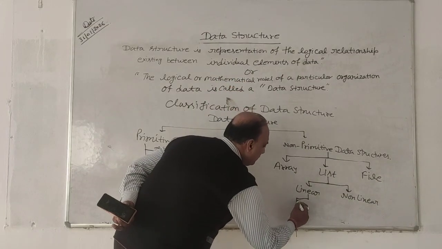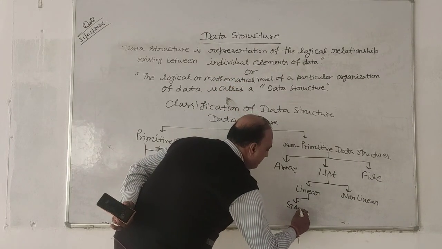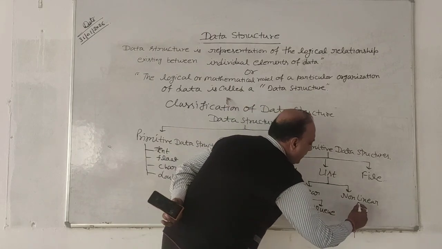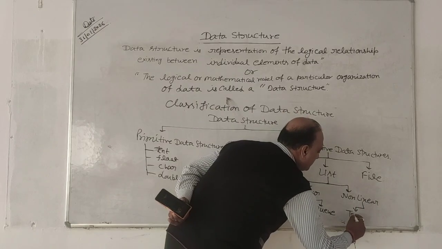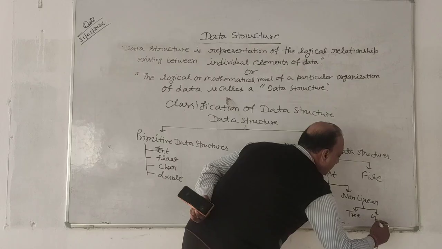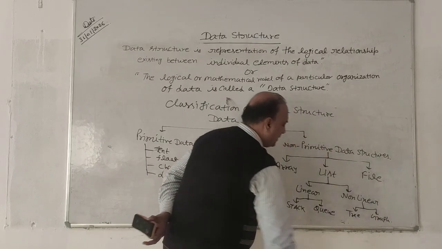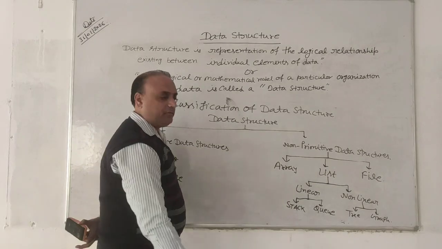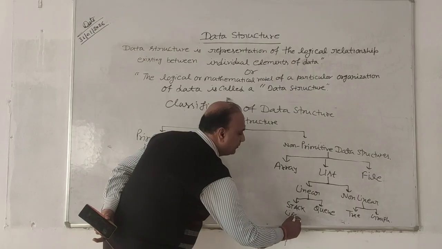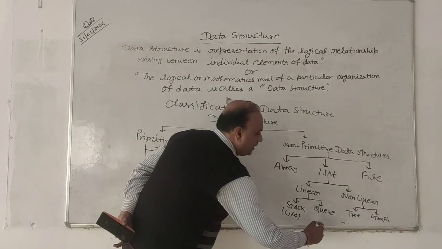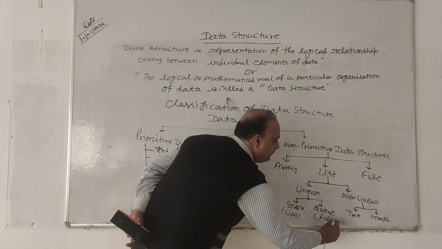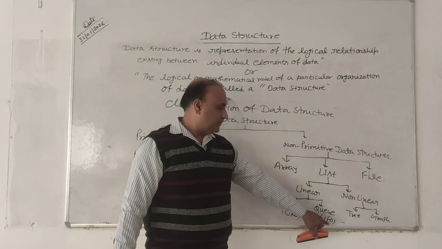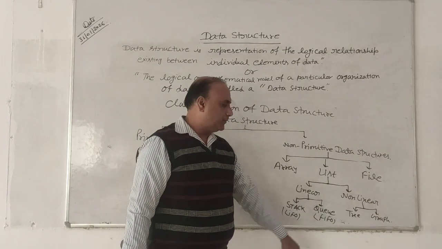In case of linear data structures, there are two types: stack and queue. And in non-linear data structures, there are tree and graph. Stack is a data structure that is last in, first out, LIFO type. Queue is a data structure which is FIFO type, first in, first out. The element that first comes into the queue is removed first from the queue.